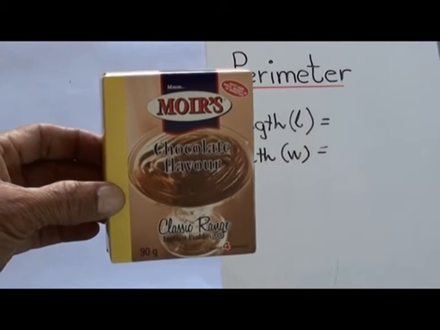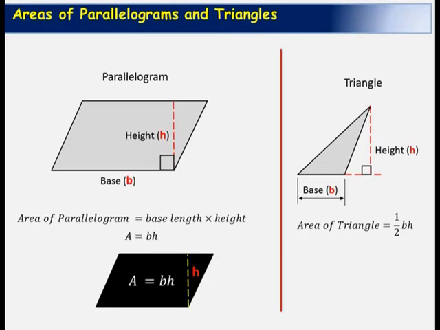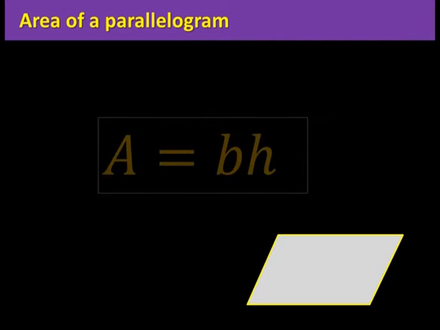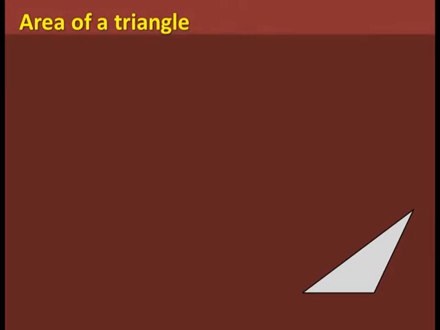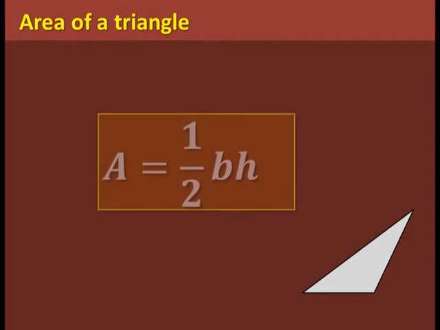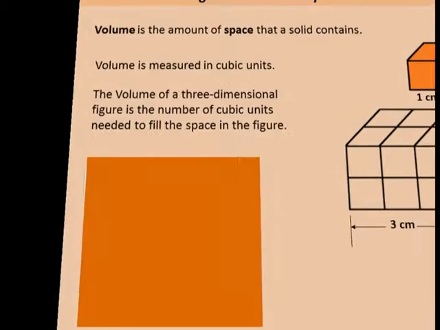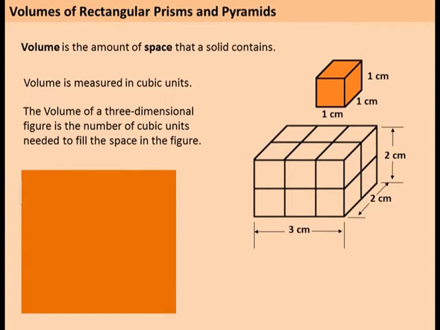It's also a rectangle. Areas of parallelograms and triangles. The area of a parallelogram is base times height. Volumes of rectangular prisms and pyramids. Volume is the amount of space that a solid contains. The volume is measured in cubic units.